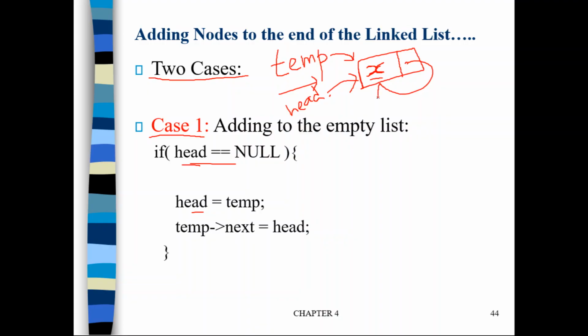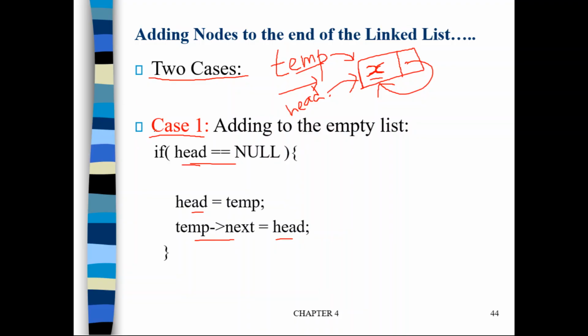Now where should this next point? The next should point to itself. So now we can say temp arrow next. Temp is this node itself, its next should be equal to head, since head is now pointing to the first node. So temp arrow next is equal to head. That's it. This is how we add a new node to a circular singly linked list when it is empty.